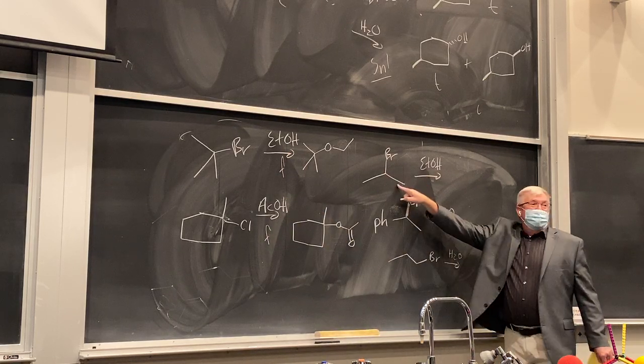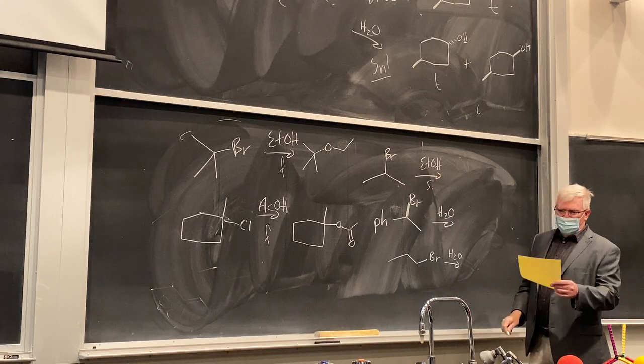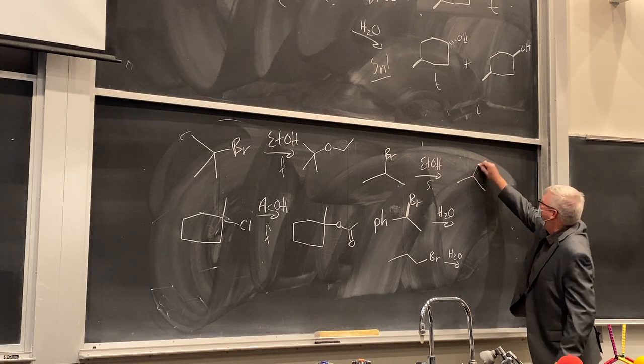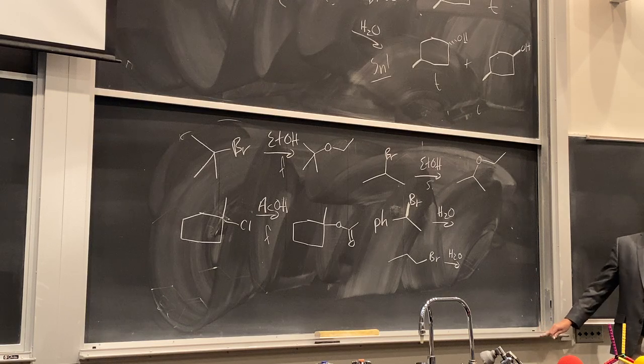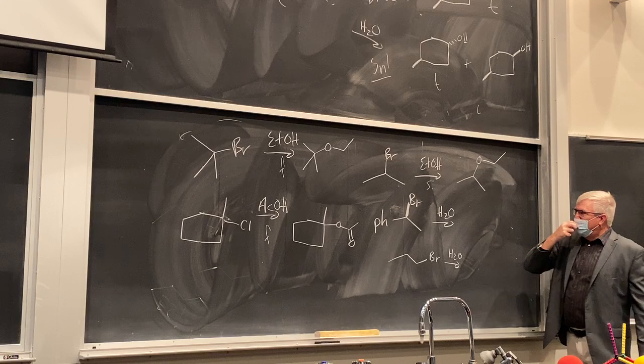What about this one now? Very slow. In fact, I have it 18 hours, but it does go, and it forms that. Okay, why? It's a secondary carbocation now. It's still the ethyl ether. That's okay. What about this one?